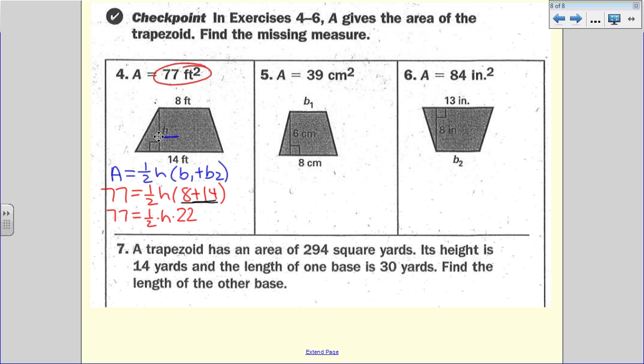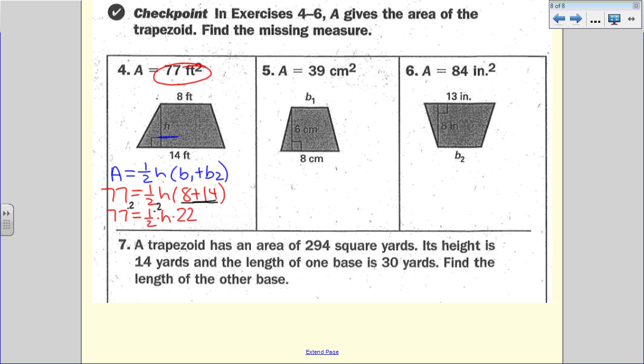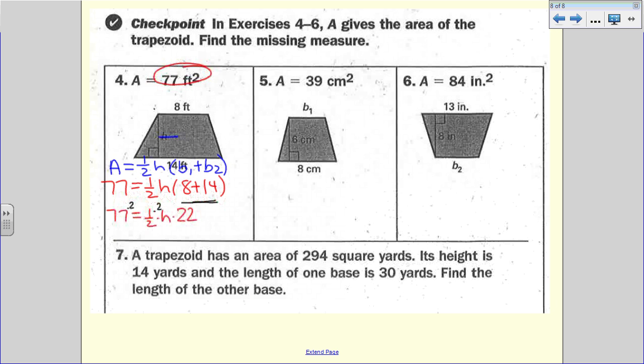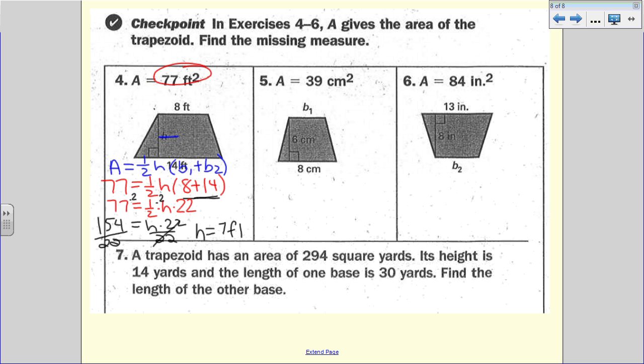Well, now it looks so much like what we had before. Multiply by 2. 77 times 2 is 154 equals H times 22. And then when I divide by 22, I get H is equal to 7 feet. So solving for height looks a little bit different because we can actually add the bases together.